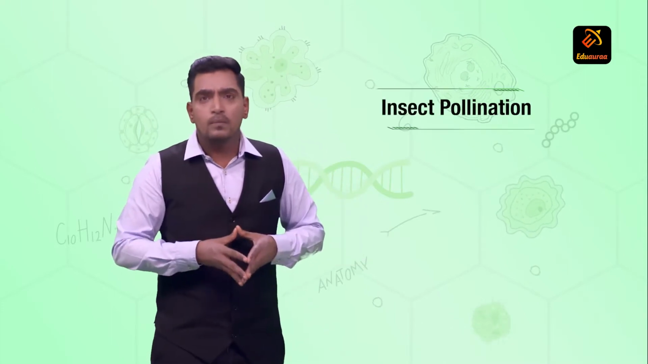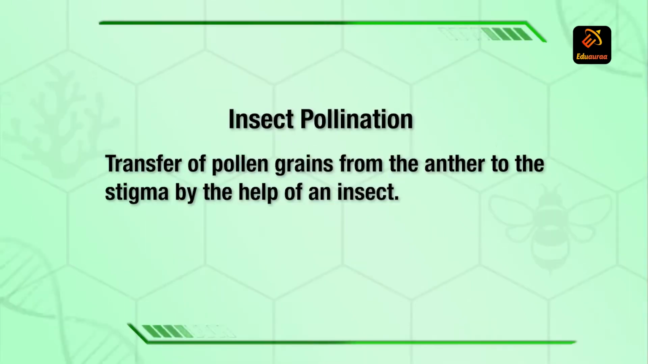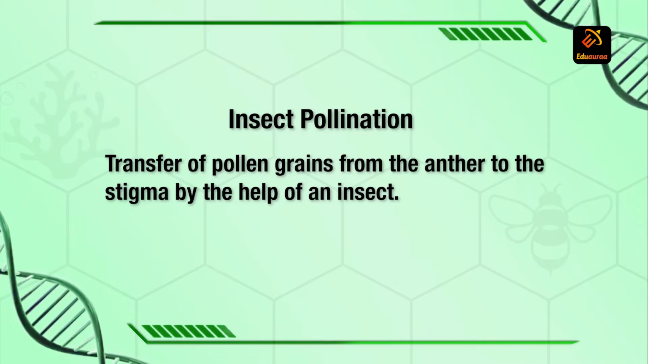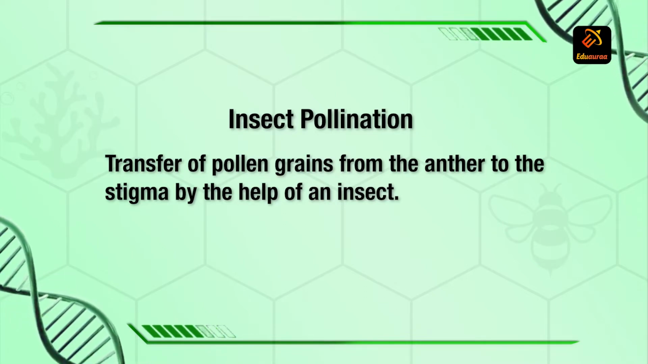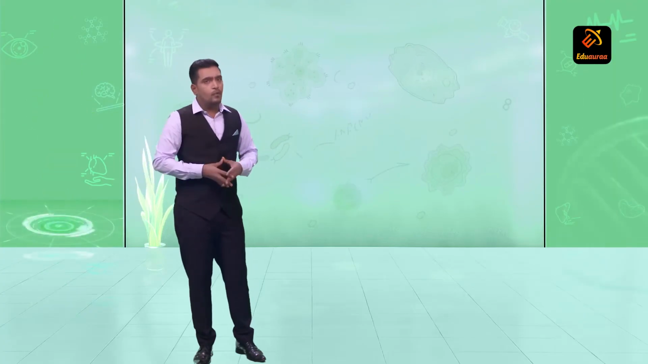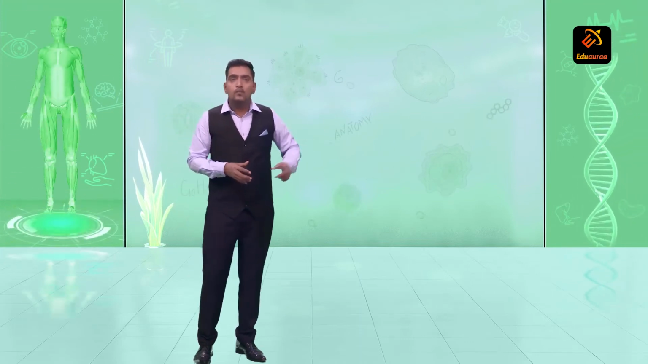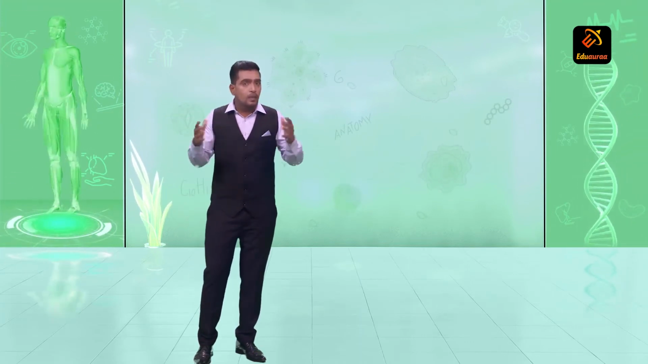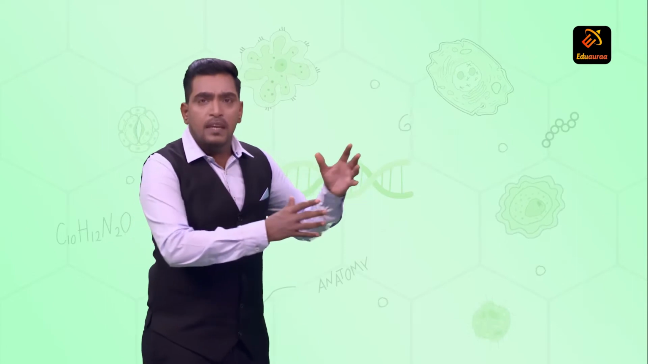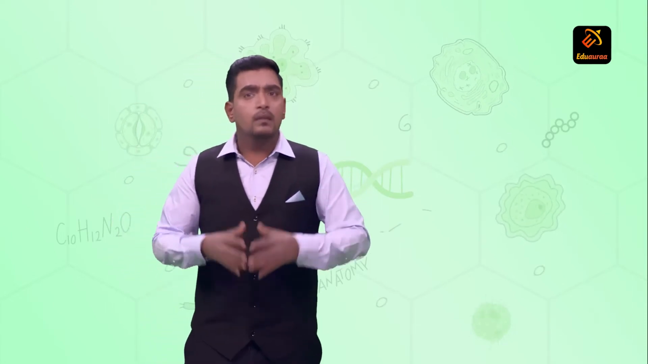The first pollination is insect pollination. If I have to define, I will say the transfer of pollen grain from anther to the stigma by the help of insect is called insect pollination. But what is the technical term for it? Whenever the transfer of pollen grain is taking place through insect, it is called entomophily. Entomo, insect, phily, loving or affinity. The pollen grain loves the insect and it goes with the insect.